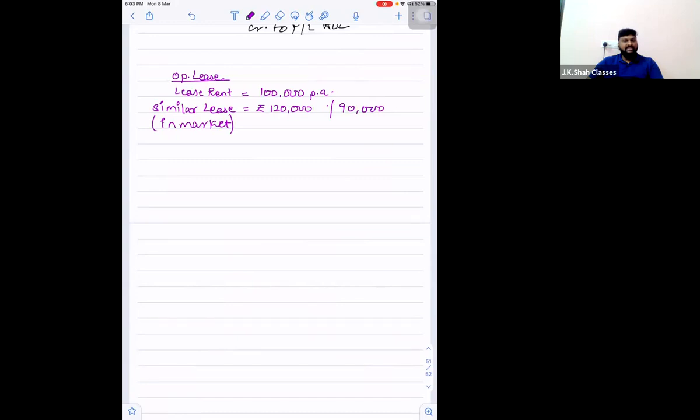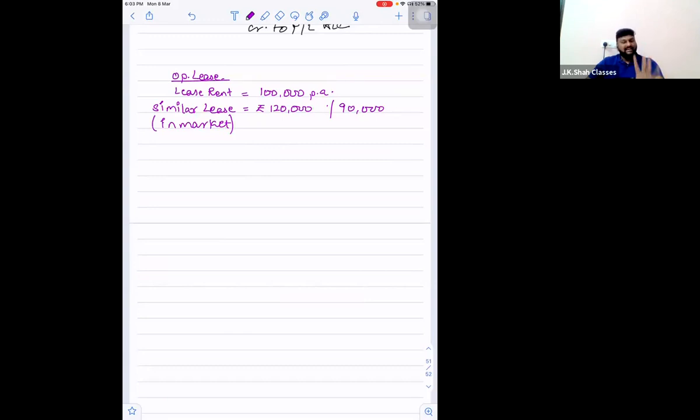So can I say similar lease is available at a cheaper rate and you actually got it at a higher rate? So are you getting any benefit as compared to the lease rents in the market? Are you getting any benefit over and above the fair value? No, sir, I'm not getting a benefit. Rather, I have lost 10,000 extra every month or every year, sorry.